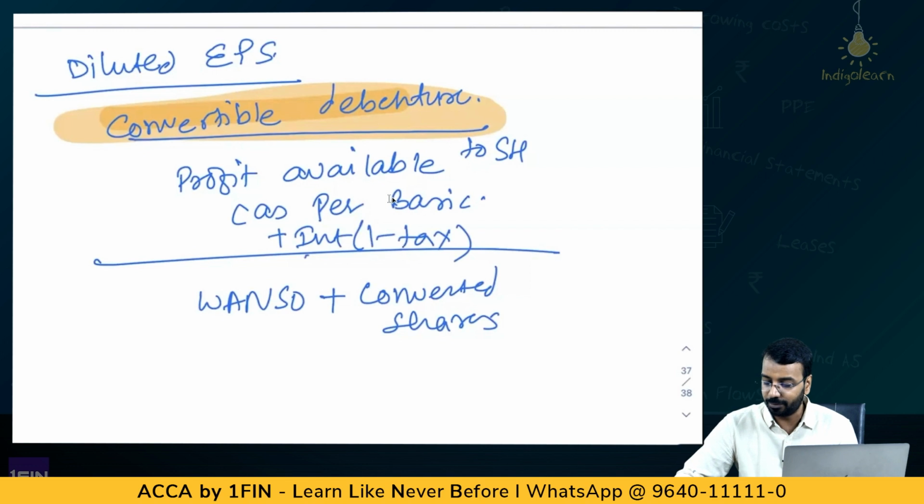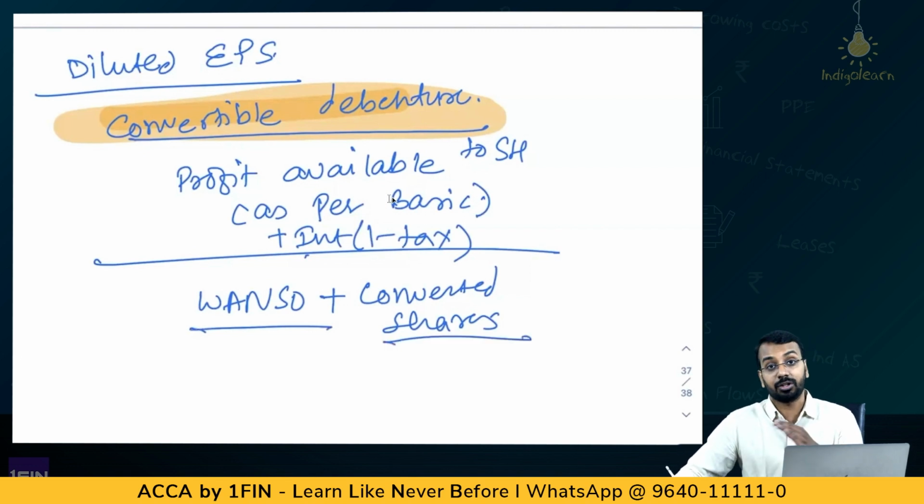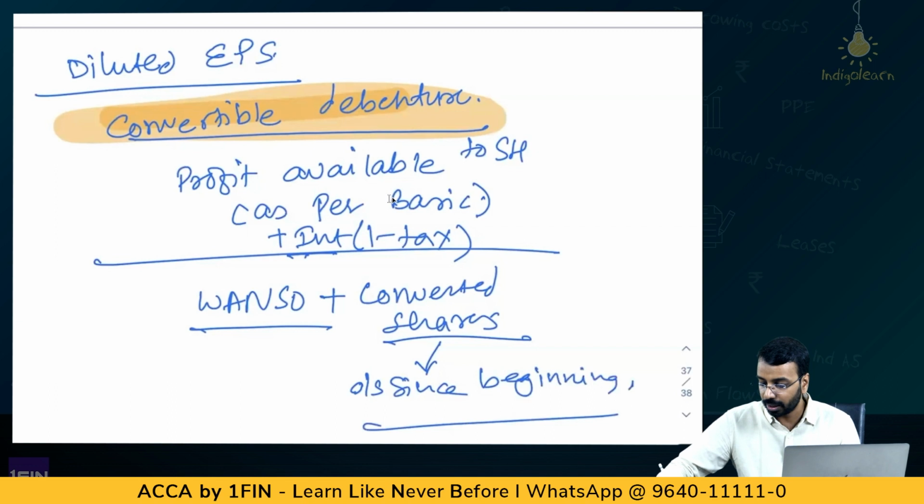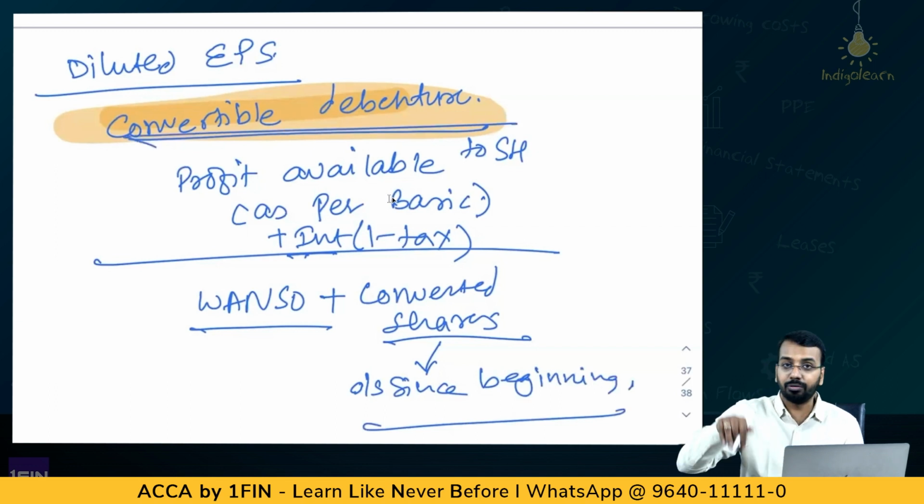So profit available to shareholders as per basic plus interest into 1 minus tax, divided by the weighted average number of shares plus converted shares. For this also you have to take weighted average. Now, if there are convertible preference shares, instead of adding interest, you will add dividend. Okay, and these converted shares will be assumed to be outstanding since the beginning. But if I have issued this convertible debenture during the year, you will consider it to be outstanding from that specific date only. Okay, it's a very simple one. So you just need to have it.